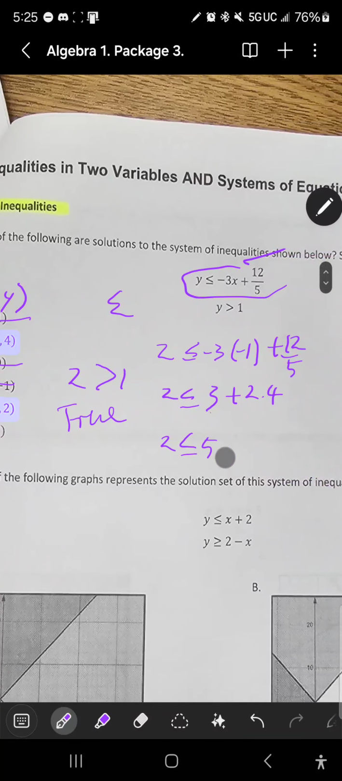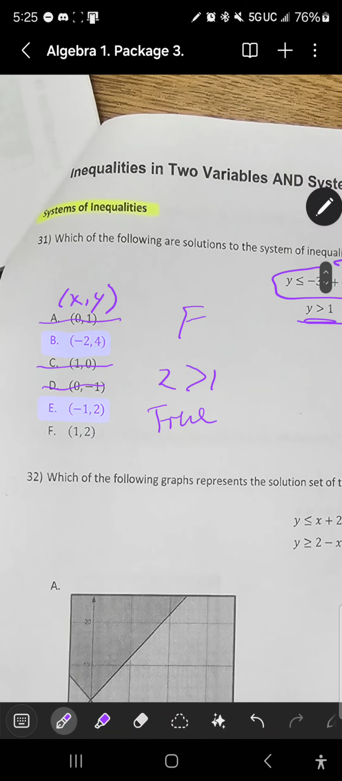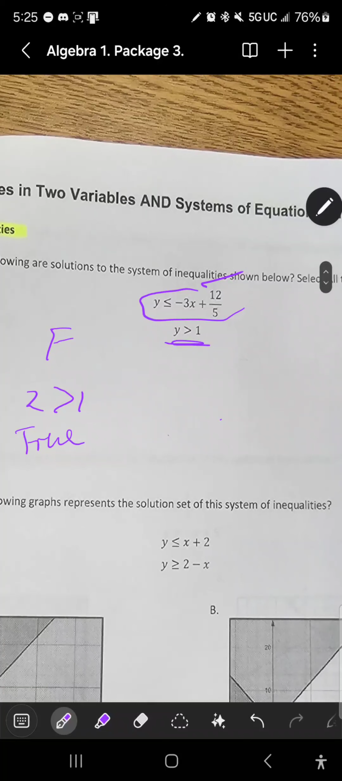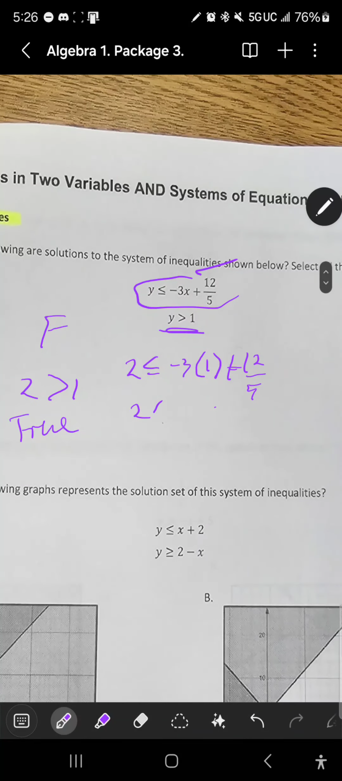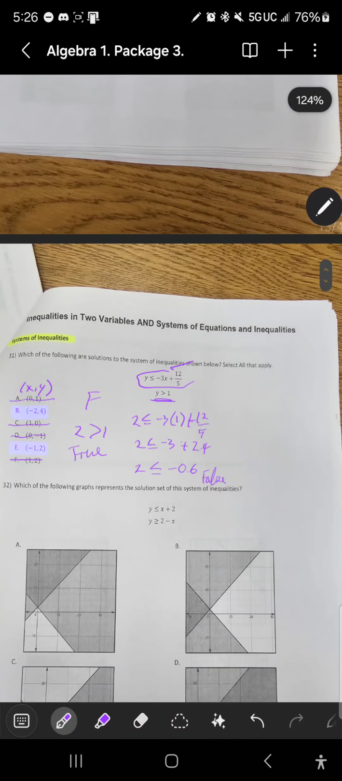Now let's look at F. F is also 2 greater than 1 for the bottom equation, so we are fine, that's true. Now let's look at the upper equation. We have 2 less than or equal to negative 3 times 1 plus 12 over 5. So 2 less than or equal to negative 3 plus 2.4, and we get 2 less than or equal to negative 0.6, which is false. And this is not one of our answers. So our answer will be B and E.